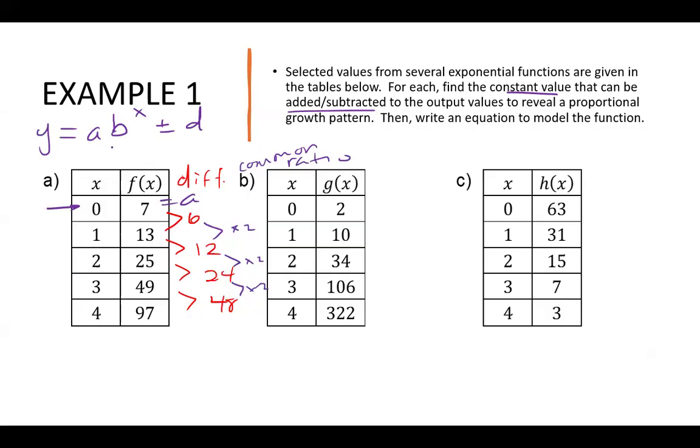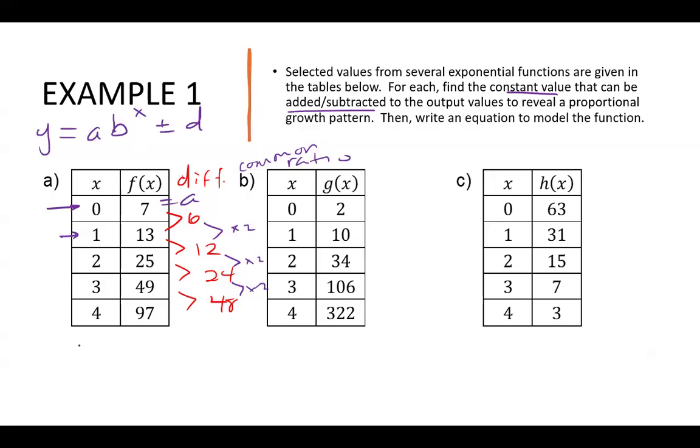So thus far, we have our a and our b. And then to find our d, typically what you can do is choose any point. I always choose the smallest values to figure out what the d value is. Does that make sense? Okay, so I'm going to just use these values.